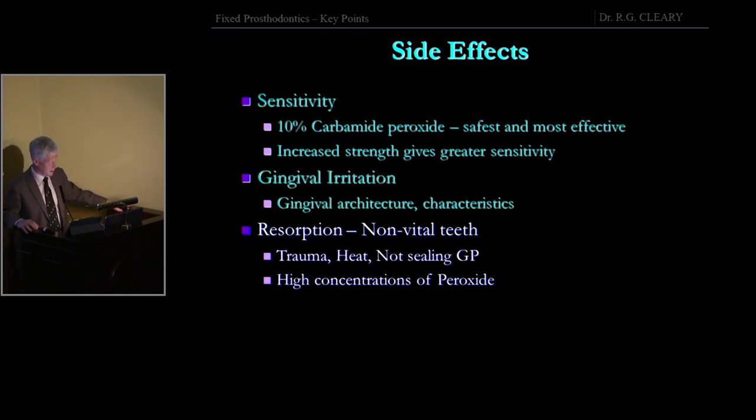Resorption, we tend to see in non-vital teeth if there has been a history of trauma, if there's been a history of heat application to the tooth, and again, we tend to get away from applying heat now to tooth whitening procedures. And if we haven't sealed the GP, our endodontic colleague sitting up at the back of the room who's going to talk to you later will be delighted to tell you that you must seal off the GP. And again, similarly, the higher concentration of peroxide that you're using on the tooth or within the tooth, the higher the risk. So again, get away from using the high concentrations.